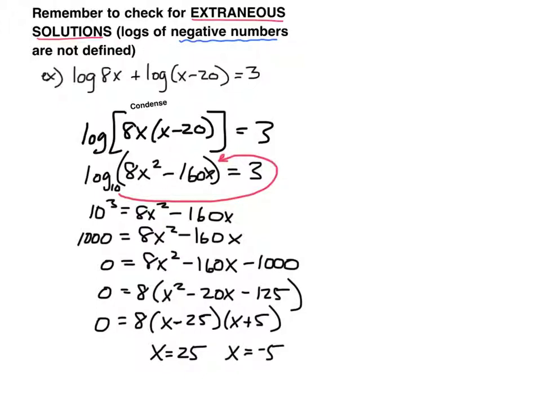Okay, so let's check our solutions to make sure that we wouldn't end up taking the log of a negative. 8 times 25 is positive, so that would work. 25 minus 20 is positive, so 25 works. Now let's check negative 5. 8 times negative 5 is negative 40. You'd be taking the log of a negative. That can't happen, so this is extraneous. So my only solution is x equals 25.